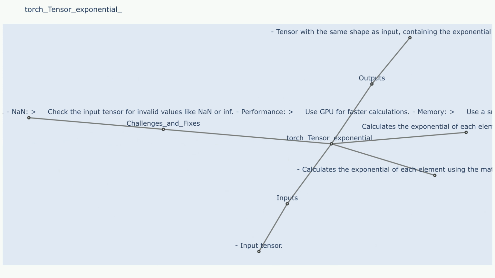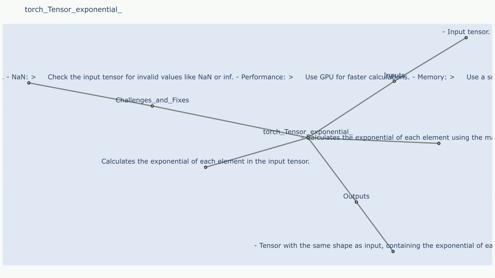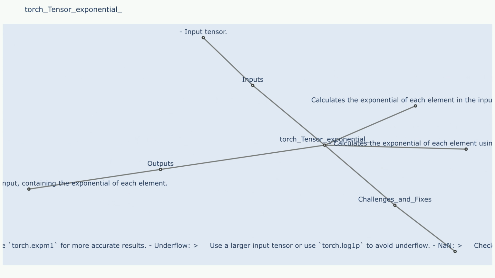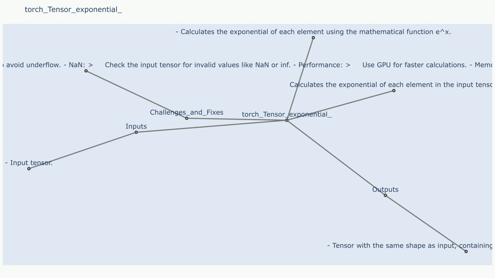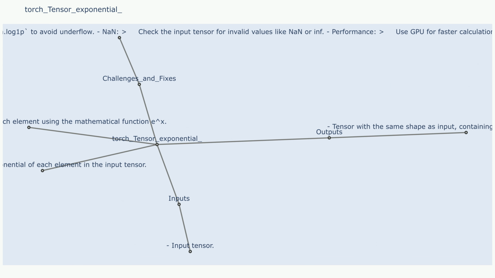Challenge 1: Handling very large or very small input values. When dealing with input values that are extremely large, the exponential function can result in an overflow, producing an INF (infinity) value. Conversely, for extremely small input values, the exponential function can lead to an underflow, resulting in a zero value. In such scenarios, it is important to ensure that the input values are within a reasonable range for the exponential function. This can be achieved by applying techniques like scaling or clipping the input values to prevent overflows or underflows.